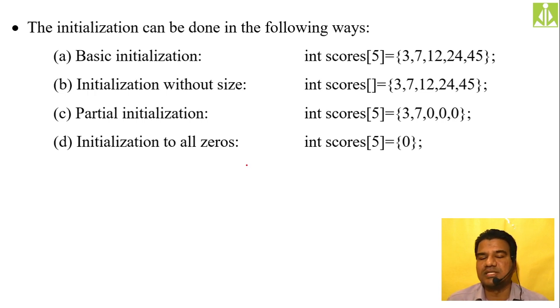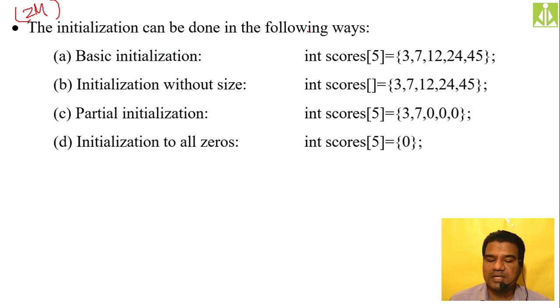Reading values from the keyboard is a secondary thing that we will discuss. But initialization, when you are using the assignment operator, can be done in 4 different ways: the basic initialization, initialization without size, partial initialization, and initializing all elements to 0. Last time in your AICTE exam, for your seniors, they asked this question for 2 marks. Only this much you have to write: the initialization can be done in the following ways: basic initialization, initialization without size, partial initialization, initialization to all zeros.